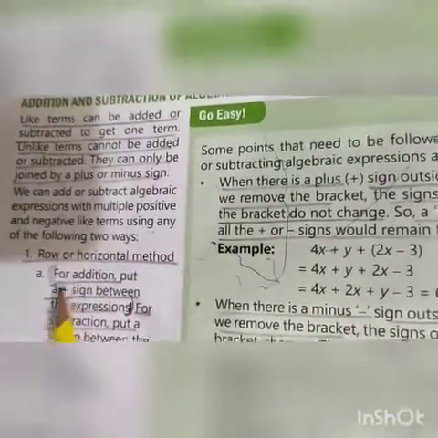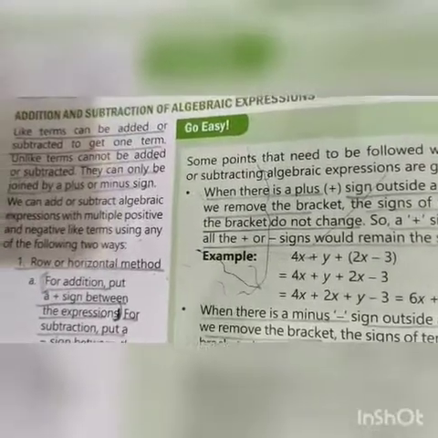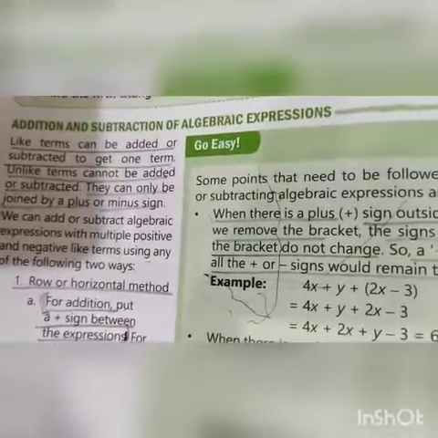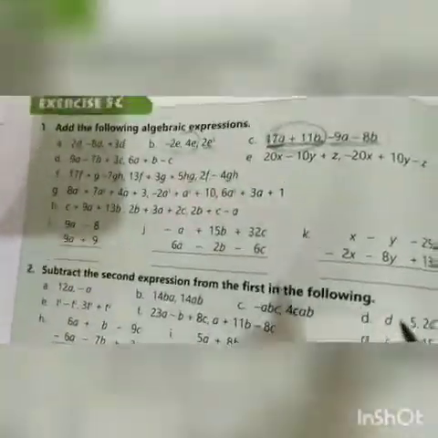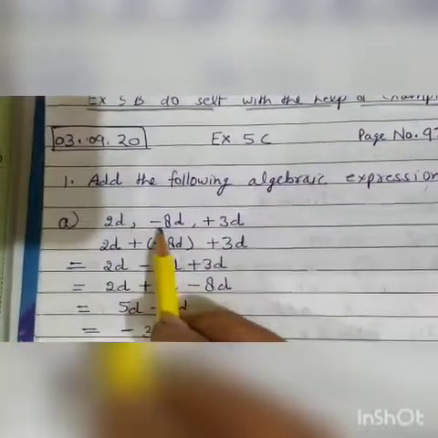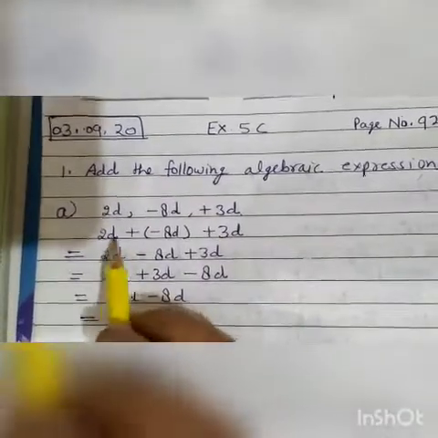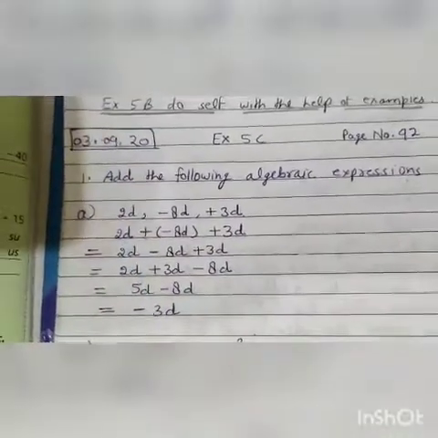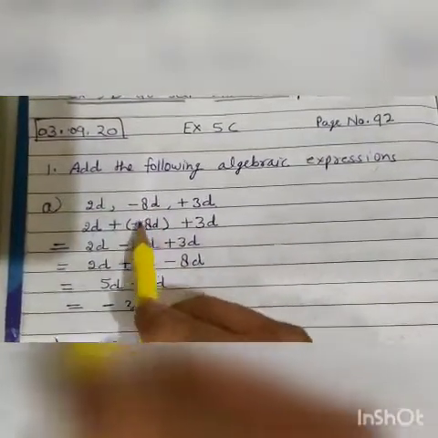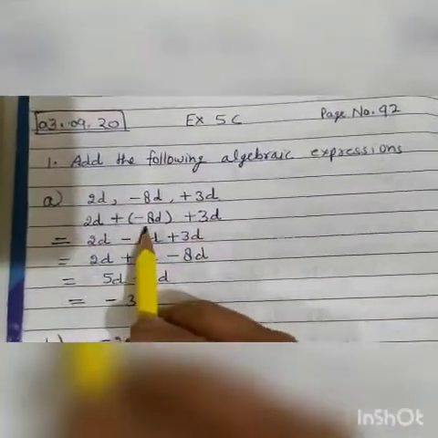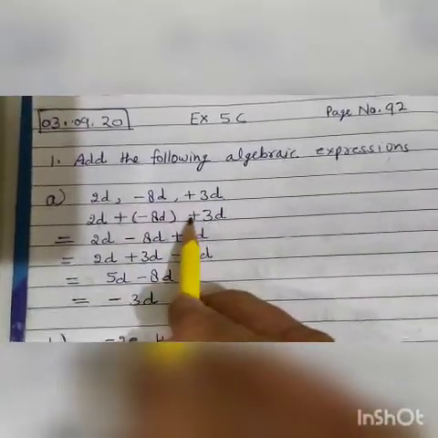We will write all the given terms in one row. For addition, put a plus sign between the expressions. So how will we write these terms? Add the following algebraic expressions: 2d, comma, minus 8d, plus 3d. 2d, then we will put a plus sign. For addition, we put a plus sign. Then this minus 8d will be written within brackets. Again this plus 3d. Now three terms are written in one row with positive signs.